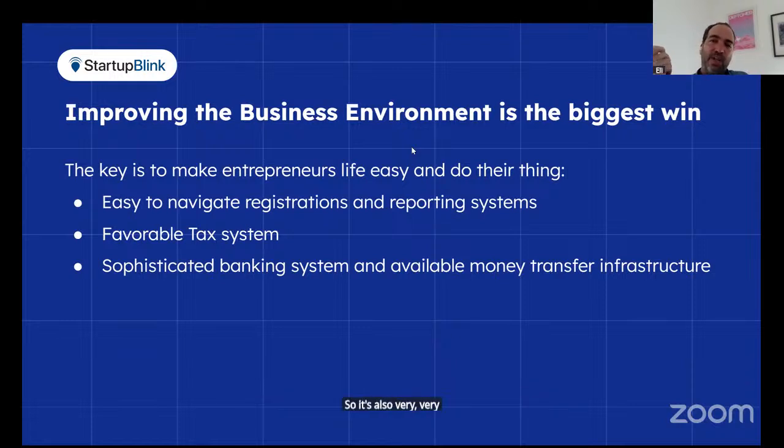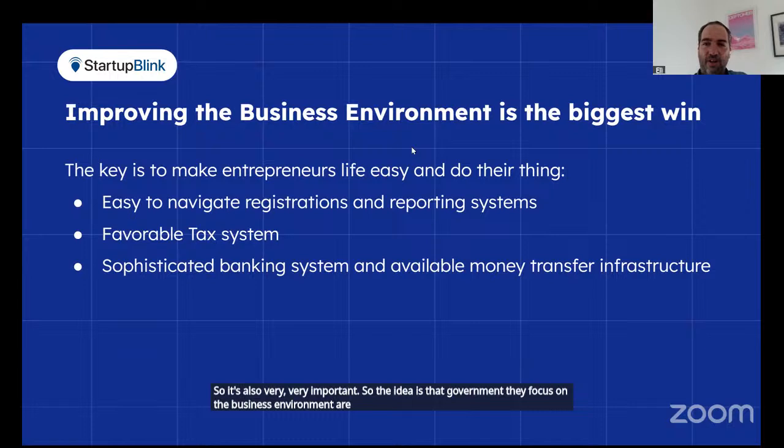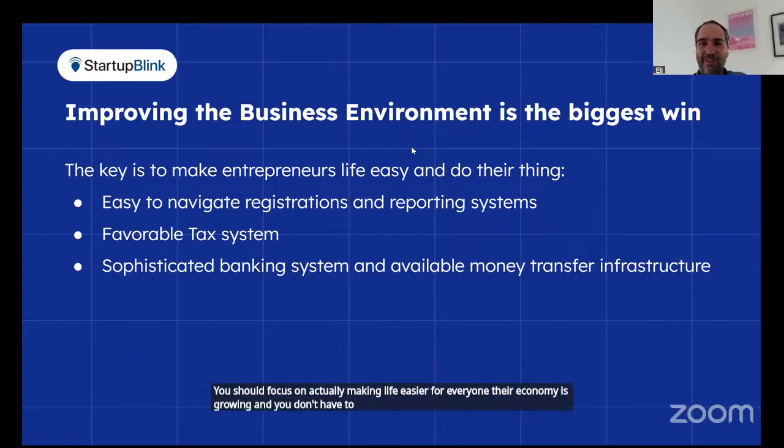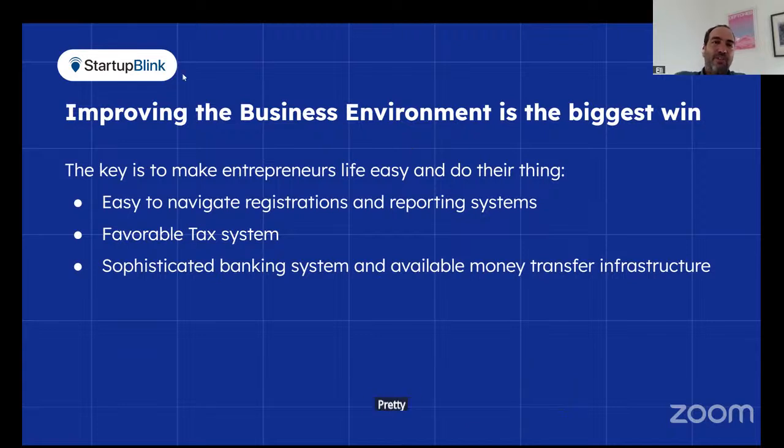So the idea is that governments, if they focus on the business environment, are getting the biggest wins there are. And the beauty is that those wins are usually very low cost. Instead of giving grants and billions of dollars to startups, if you focus on actually making life easier for everyone, your economy is growing and you don't have to give money to people. Pretty cool. So that's a side note.